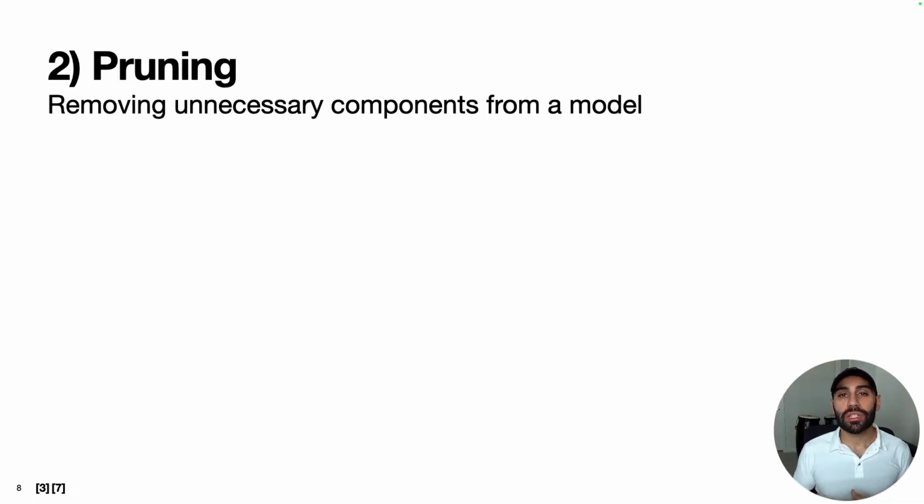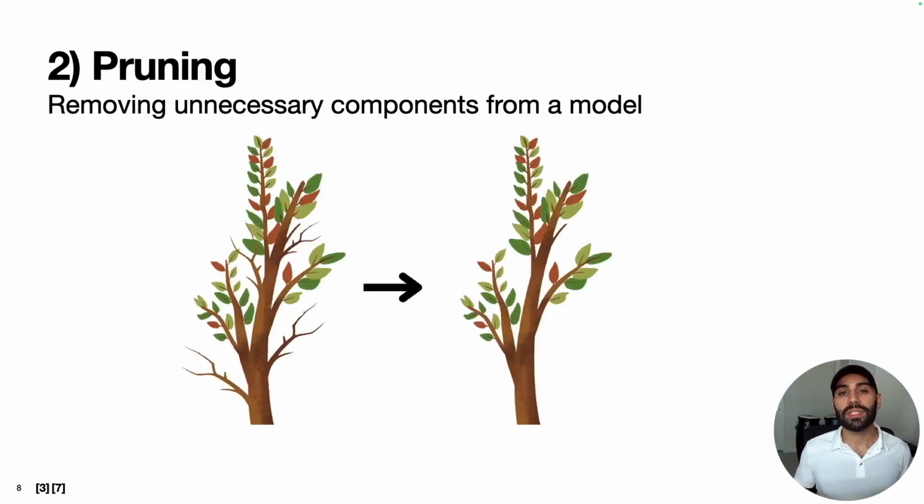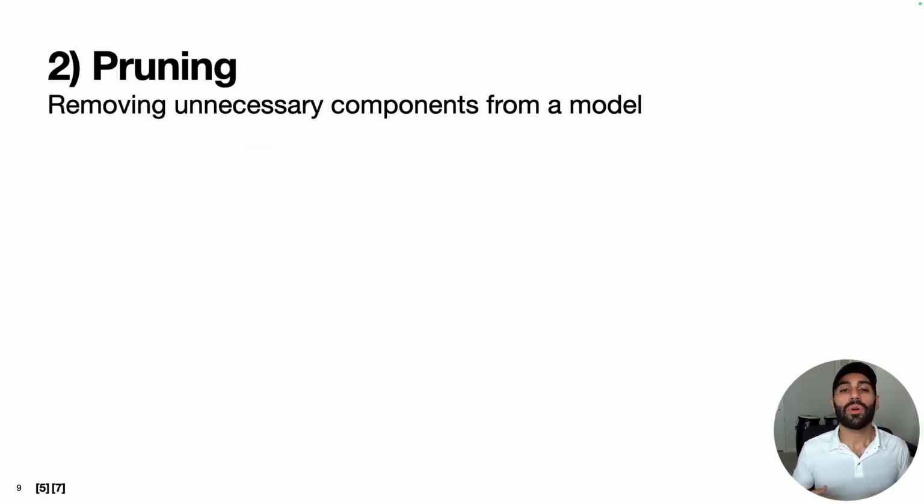The second compression approach is pruning, which consists of removing unnecessary components from a model. So an analogy here is that pruning is like clipping off dead branches from a tree. It reduces the tree's size without harming it. To put this in terms of parameters, we might have a 100 billion parameter model, but then through pruning, we might reduce it down to 60 billion parameters. While there are a wide range of pruning approaches out there, they can be broadly classified into 2 categories.